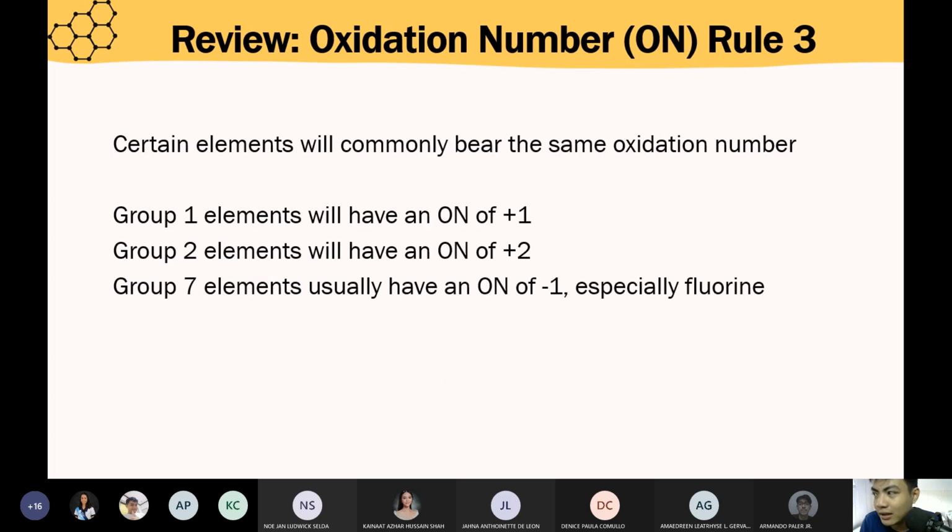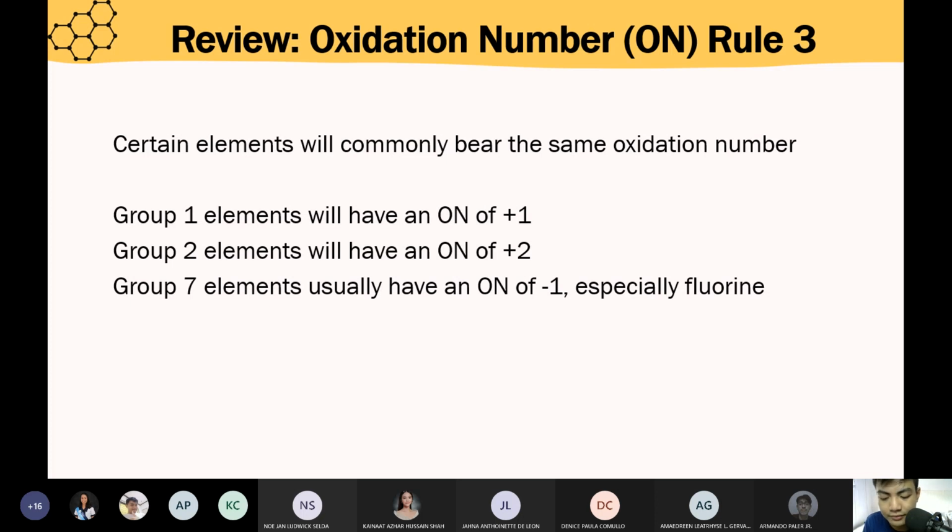Next one, we have rule number 3. So according to rule number 3, some groups in the periodic table have specific oxidation number. So for group 1 elements, they are always positive 1. For group 2, they are always positive 2. While for group 7, although by default they are negative 1, especially fluorine, other group 7 elements may not follow this. That's why, as you can see, we indicated especially fluorine, no, sa sentence.